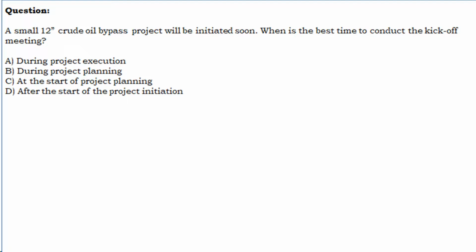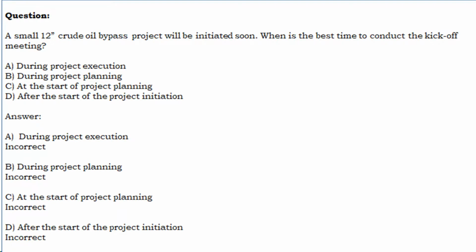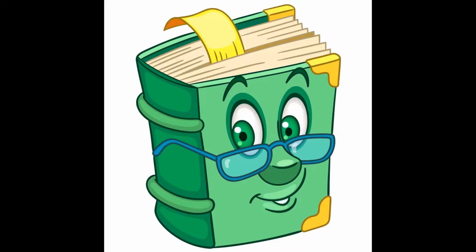A. During project execution. B. During project planning. C. At the start of project planning. D. After the start of the project initiation. Let us see the answer. A. During project execution. Incorrect. B. During project planning. Incorrect. C. At the start of project planning. Incorrect. D. After the start of the project initiation. Incorrect. Outputs of developed project management plan.